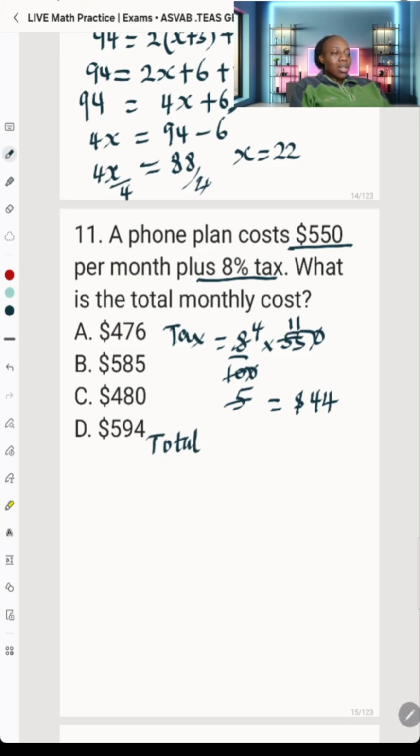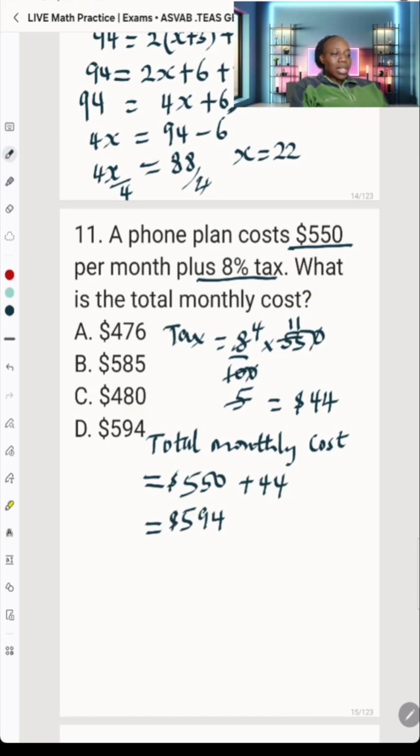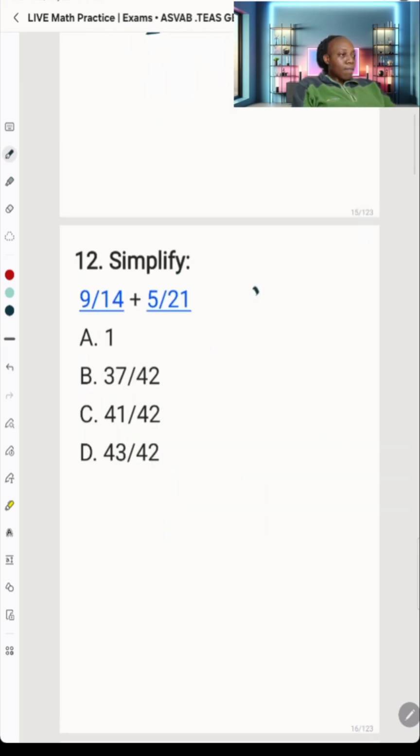Total monthly cost will now be what? We are going to add the plan and the tax. That will be 550 plus 44. And that's going to be 594. And that's it. That is D.